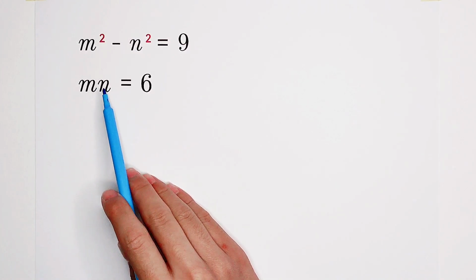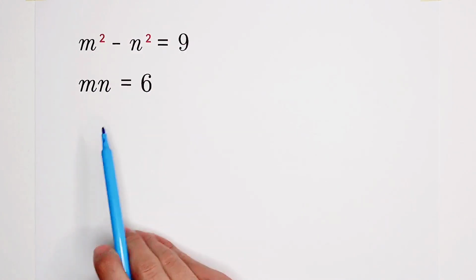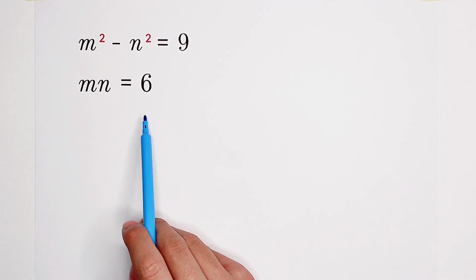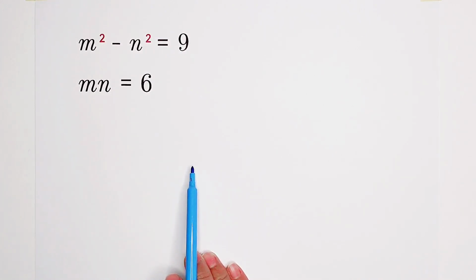Solve the system of equations about m and n. m squared minus n squared equals 9. m times n equals 6. How wonderful it is. However, it's not easy to solve. So, by using which method can we solve it? Easily, of course.